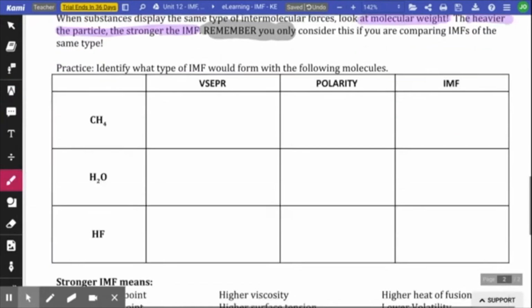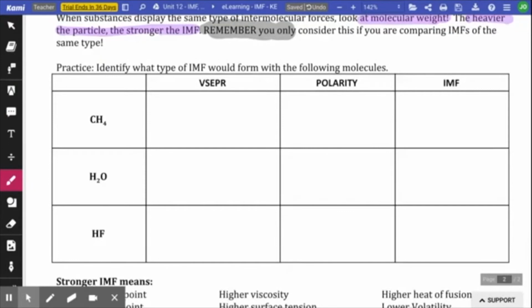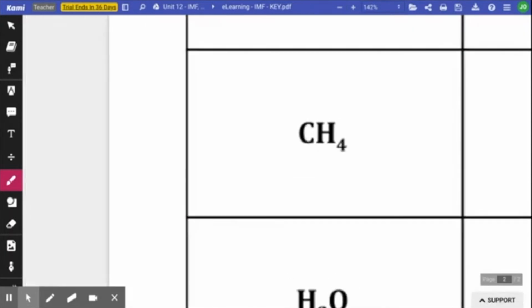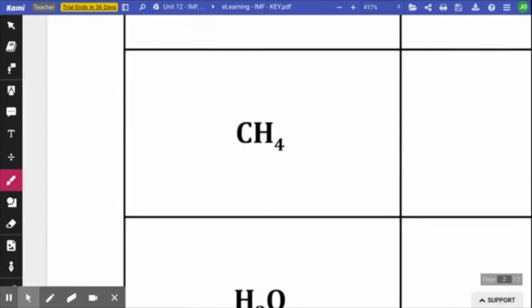Okay, so let's actually go through and solve one so you can see what type of IMF is formed and what kind of structure it makes and all that stuff. So we're going to go over that. I'm going to walk you through every little thing. So I'm going to zoom in right here and just kind of do a recap of what you need to do when you're solving for a Lewis structure.